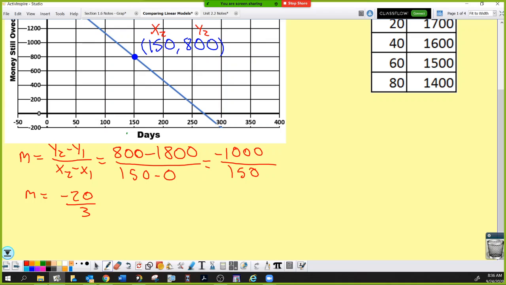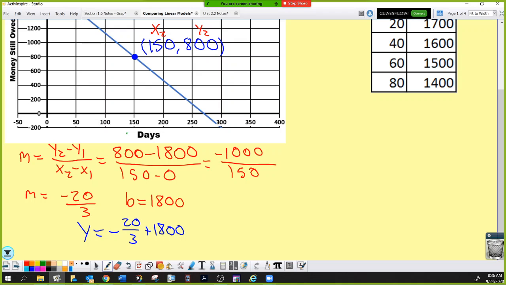But like I said, you can see the y-intercept in this one, so that makes life really, really good. We automatically know just by looking at the picture that b is 1800. So this first equation is y equals negative 20 over 3 x plus 1800. Yikes, right?